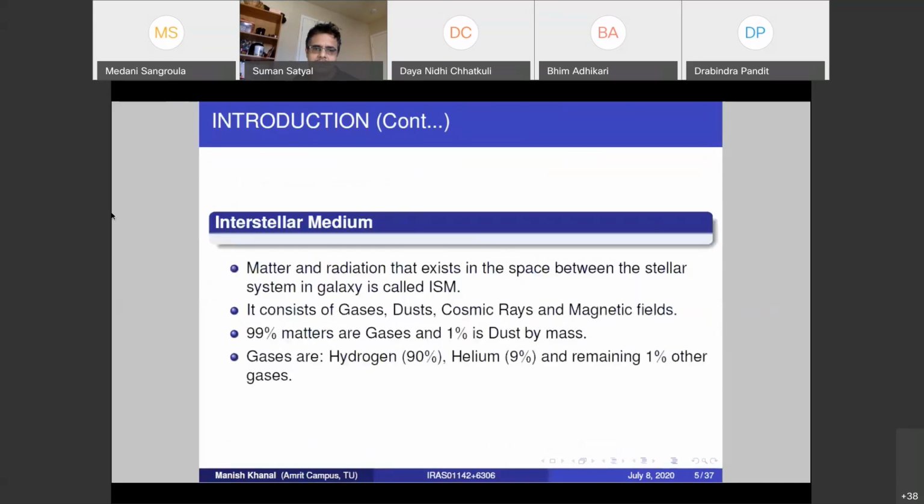Next, we have the interstellar medium, basically known as ISM. ISM is the matter and radiation that exists between stellar systems. It contains 99% gases, of which 90% is hydrogen, 9% helium, and 1% other gases, and then 1% dust by mass, and also contains cosmic rays and magnetic fields.